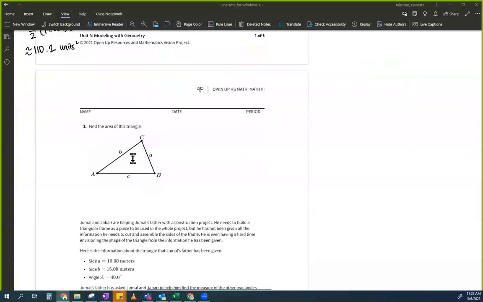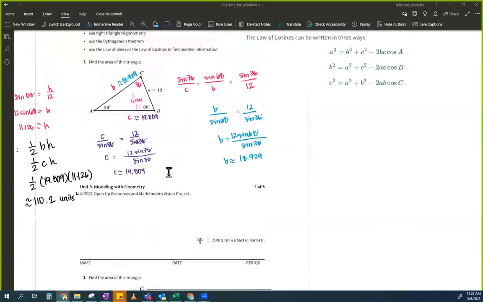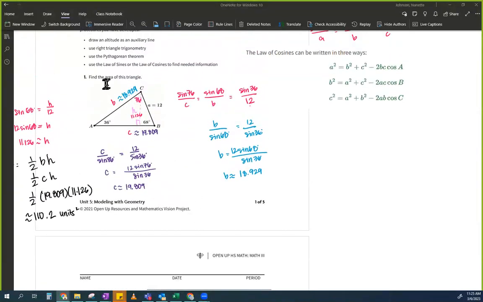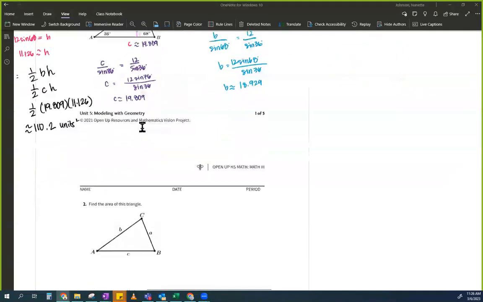So then it says find the area of this triangle. You tell me what the final answer is. What would the final answer be? No, squared. Don't forget squared. Units just means toothpicks. Unit squared means Post-its. Whenever you're looking for area, it's got to be squared.